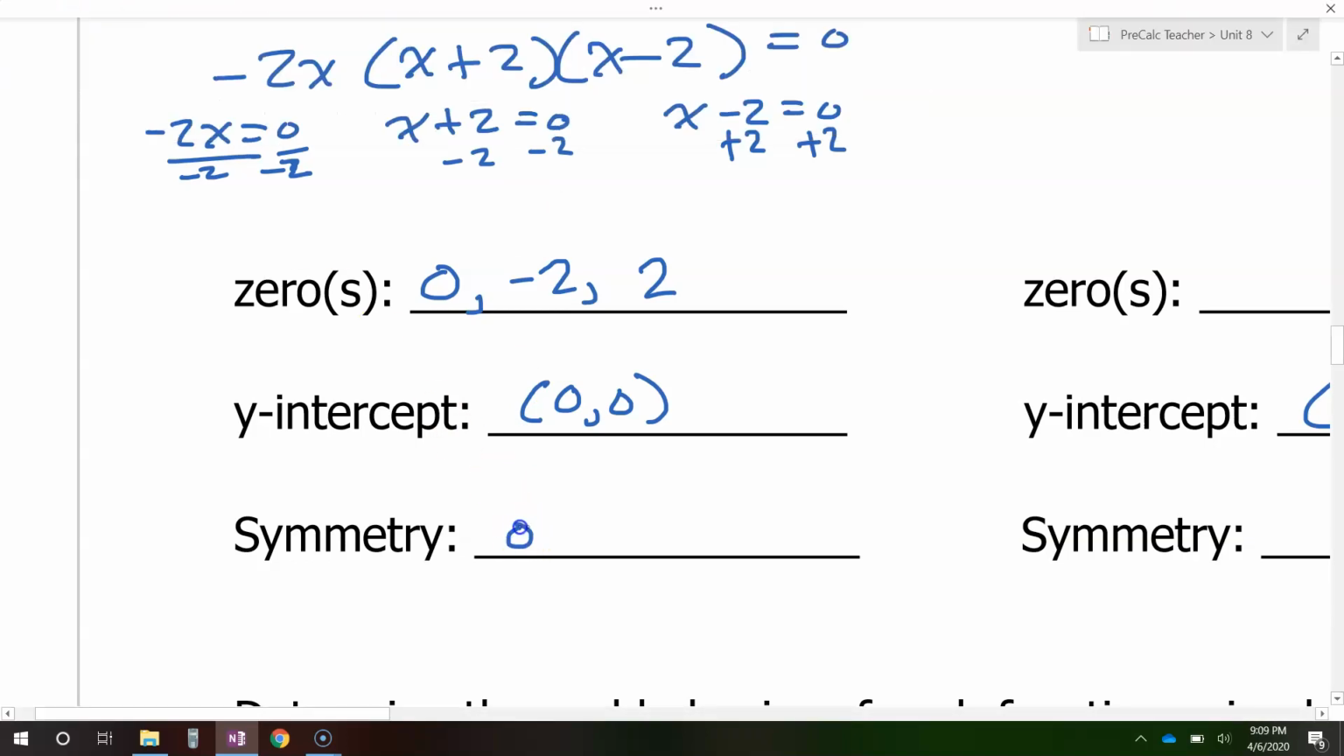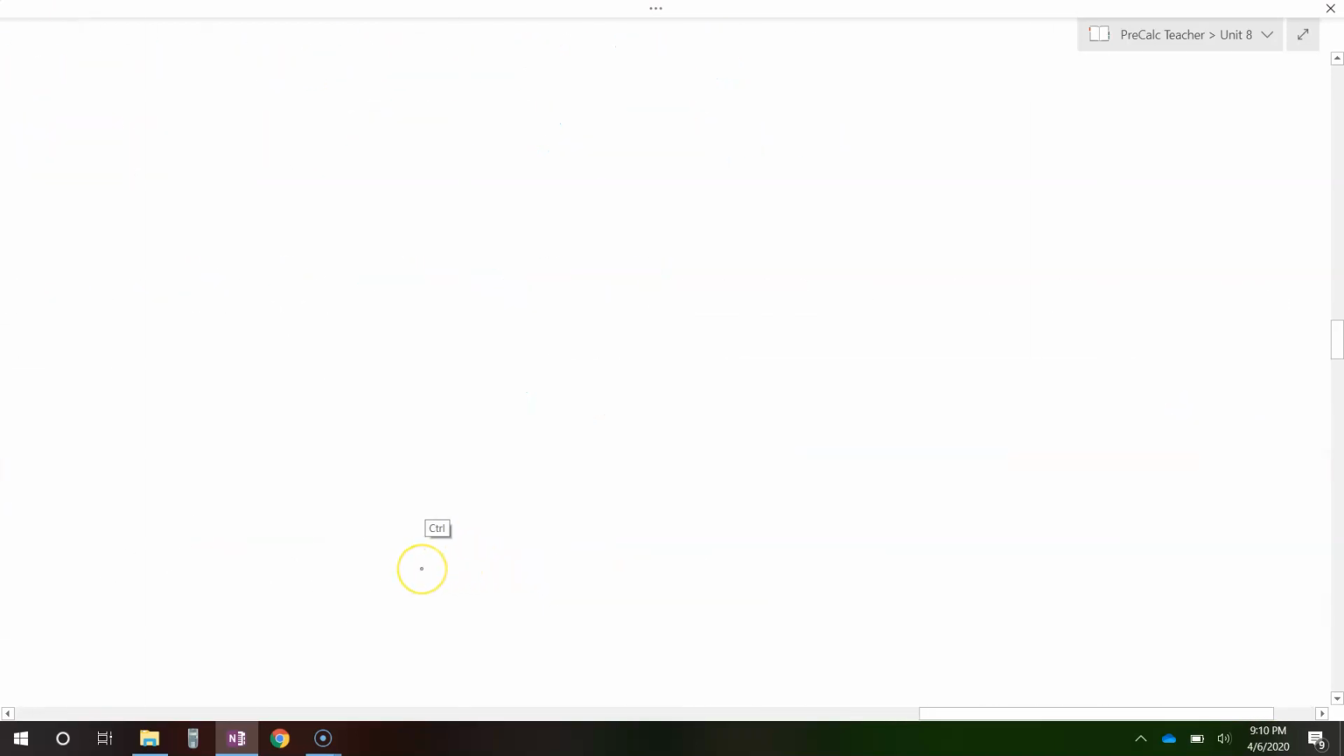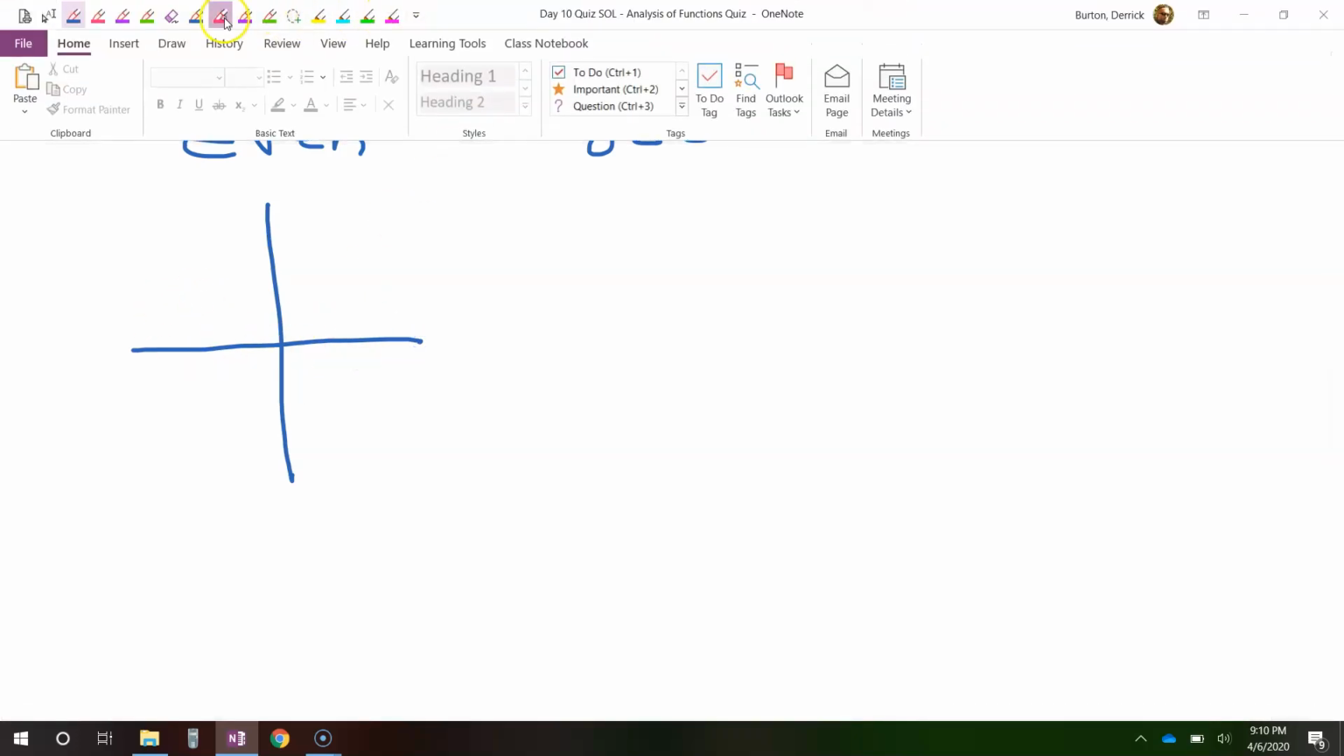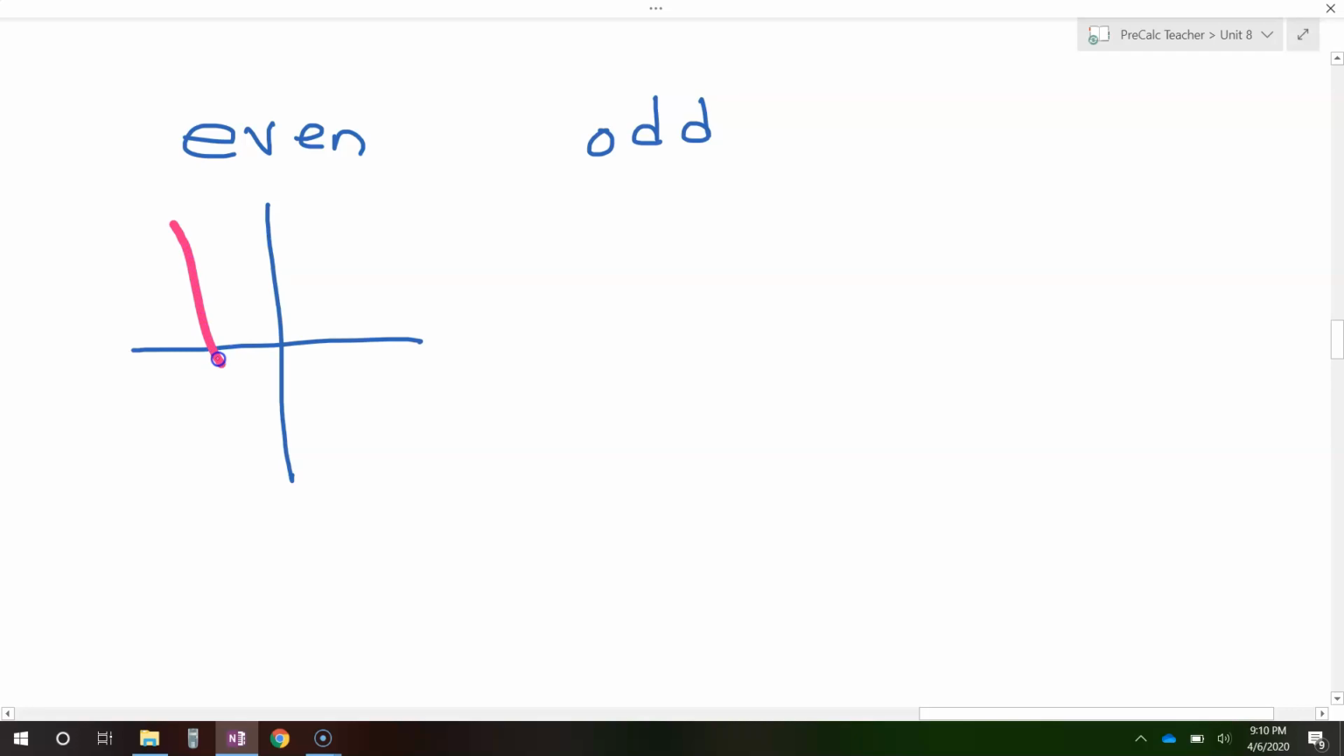Okay, so this has odd symmetry. Just real quick, off to the side here, even symmetry versus odd symmetry. Even symmetry is when the graph is symmetric around the y-axis. So for example, say if I had a parabola that was like this, this would have even symmetry because it is symmetric around the y-axis.